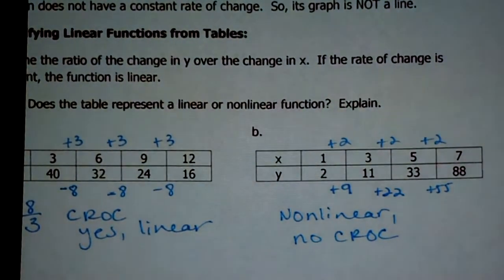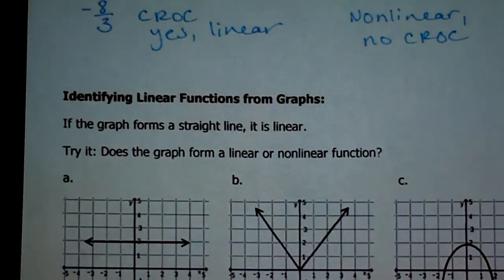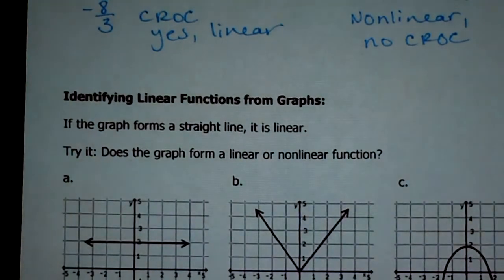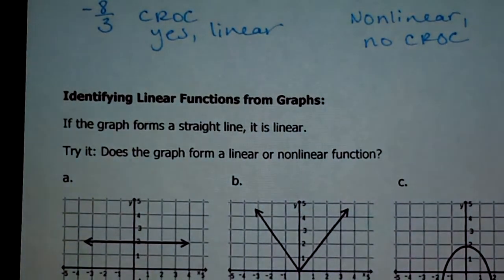So for now, you don't have to be able to tell me what kind of relationship that is, just that you know it's not linear. All right, moving along to the graphs. This is a tricky one. If the graph forms a straight line, it's linear. If it doesn't, it's not.